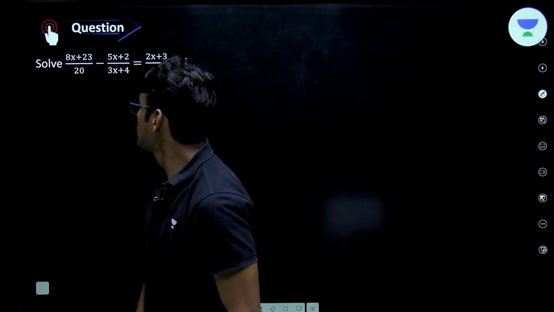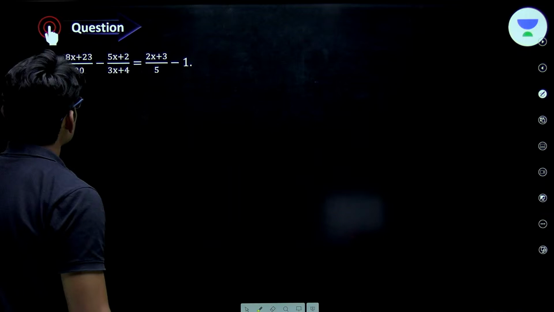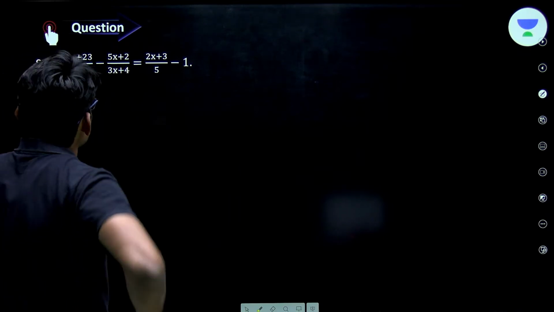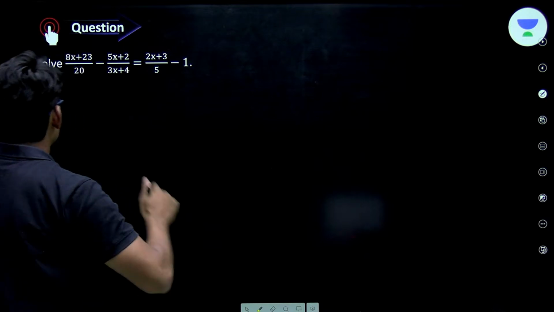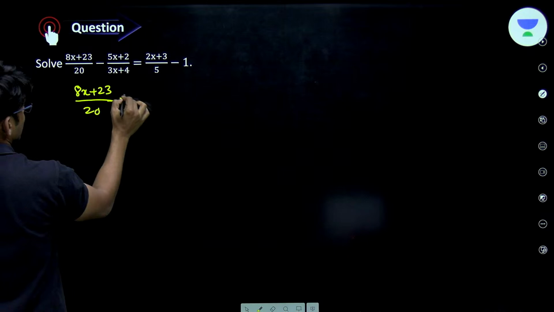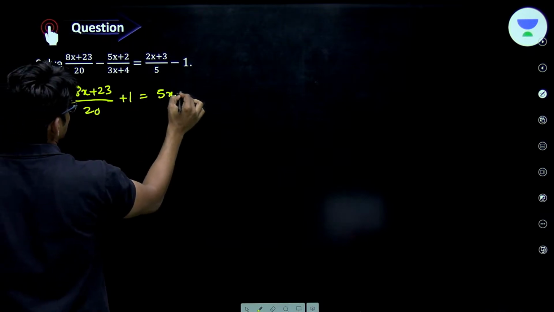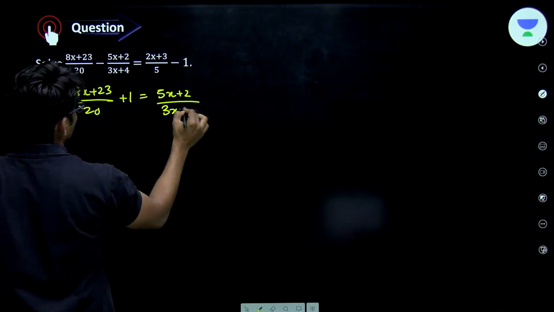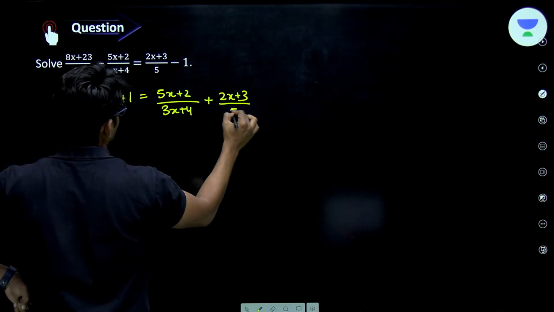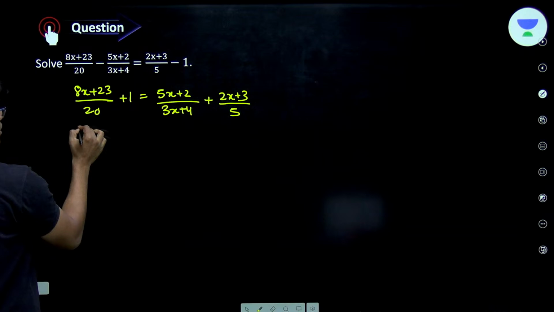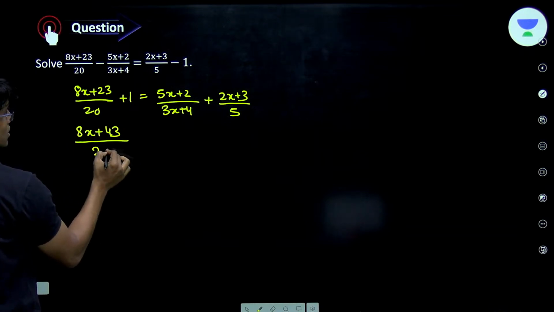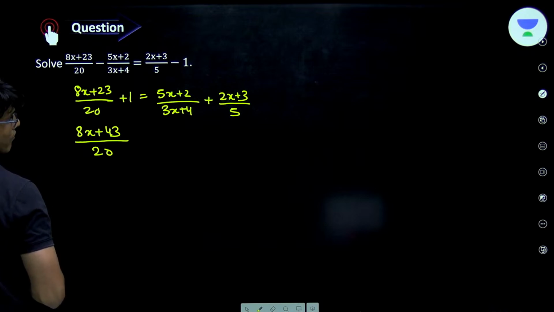Now, just see. Now, can I write it like this? 8x plus 23 upon 20 plus 1 is equal to 5x plus 2 upon 3x plus 4 plus 2x plus 3 by 5. Right? I don't know what is going to happen, but I am committing myself to this. Right? This is what I have.